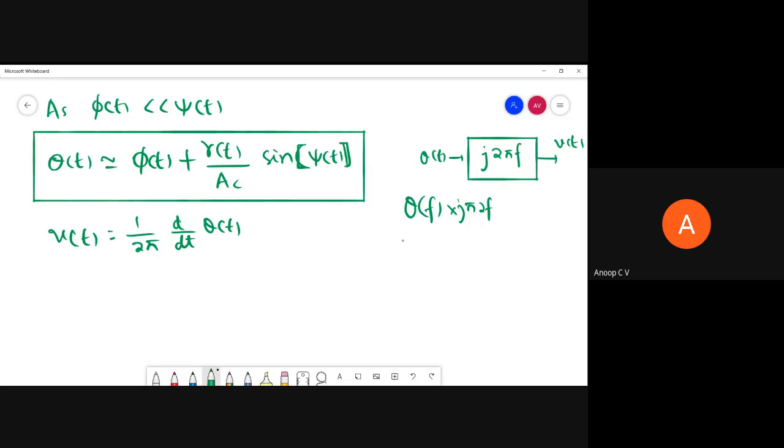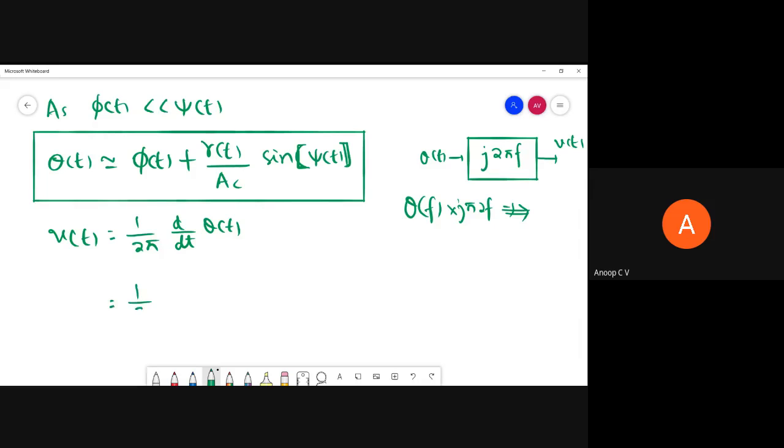So by the differentiation property of the Fourier transform, we can justify this. Those who got it, it's fine. Otherwise, later on I'll explain it. So please keep this in mind now. So v of t is 1 by 2 pi d by dt of theta of t.